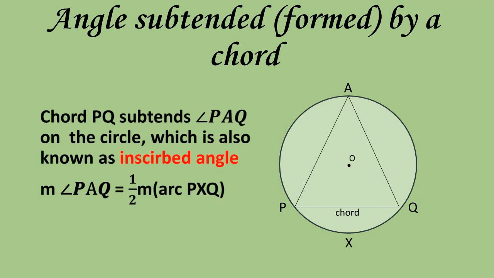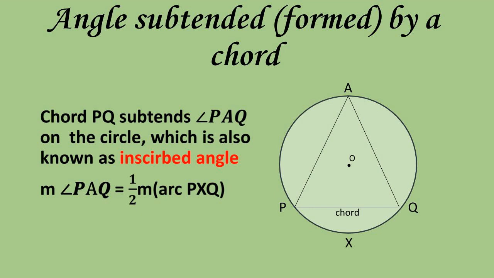If point A lies on the circle, and this time chord PQ forms an angle with point A, the angle formed will be called measure angle PAQ. Then this type of angle is known as an inscribed angle. So measure angle PAQ is equal to half of measure of arc PXQ. In the previous slide, we saw that measure of arc PXQ was equal to measure angle POQ. So over here, one relation we can derive between inscribed angle and central angle is that the inscribed angle will always be half of the central angle.